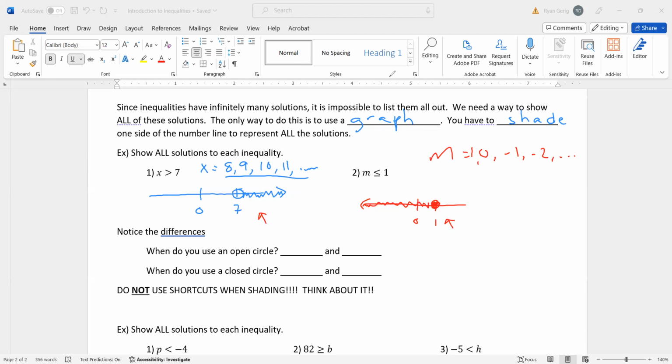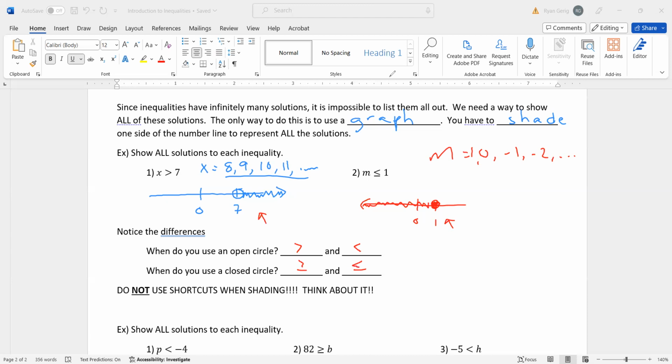Now, a couple differences. I've already pointed them out, but I'm going to put it in writing now. When do you use an open circle like we did with number 1? Well, you use an open circle when you have this symbol or this symbol. So greater than, less than. When do you use a closed circle? When you have equal to. Make sure you make that distinction.